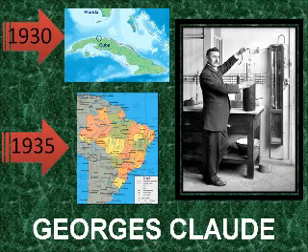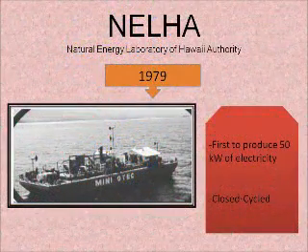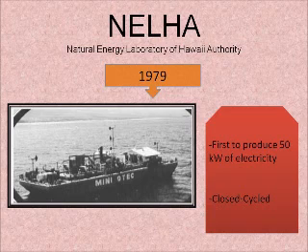He created yet another open-cycle OTEC system in 1935, this time off the coast of Brazil, that was aboard a 10,000-ton cargo vessel. Unfortunately, both of these plants were destroyed by waves, and Claude never got the opportunity to manufacture yet another one that produced net power. In 1979, the first closed-cycle OTEC, creating 50 kilowatts of electricity, was built at the Natural Energy Laboratory of Hawaii Authority.